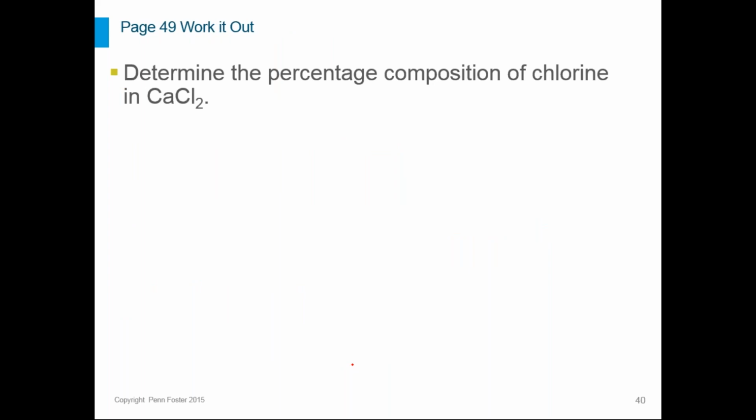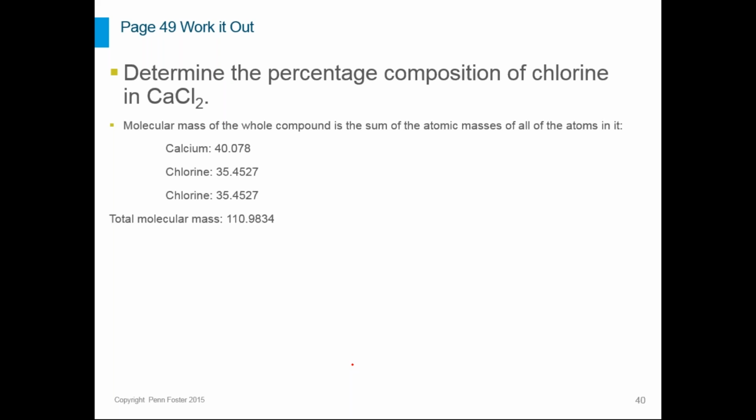So let's do another example. This is one from your text on page 49. It's a work it out problem. They give us an example of calcium chloride, and they want to know what percentage of it is chlorine. The molecular mass of the whole compound is the sum of the atomic masses of all the atoms in it. So we have calcium, which is 40.0, chlorine, which is 35.4, chlorine, which is 35.4. Our total molecular mass, if you add the 3 of those, is 110.98.